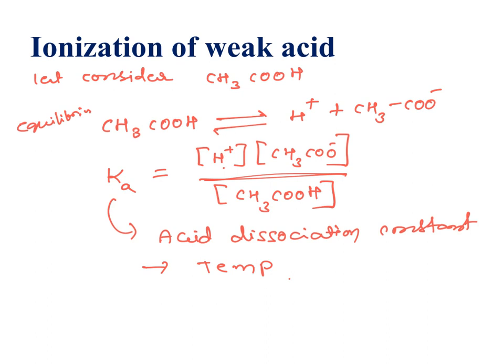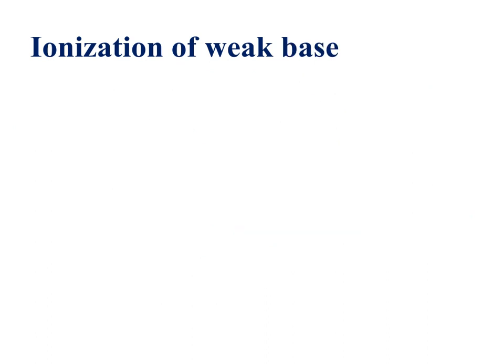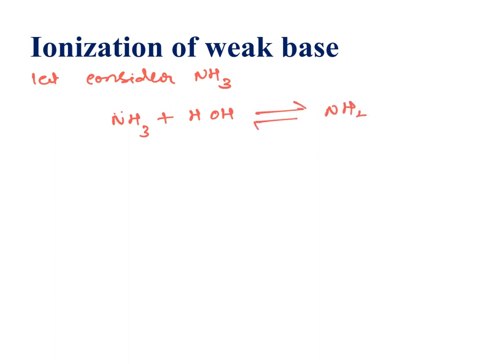Similarly, we can focus on ionization of a weak base. Let's take the example of ionization of a weak base. Let's consider ammonia. And we know that ammonia is a weak base. In water, it takes a proton from water and is converted into NH4 plus, which releases OH minus.